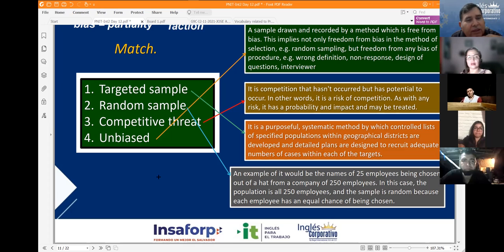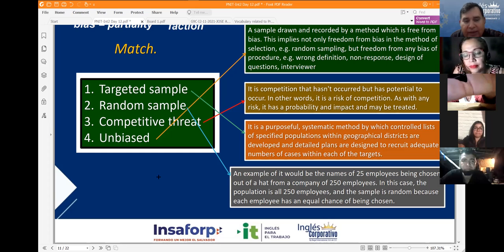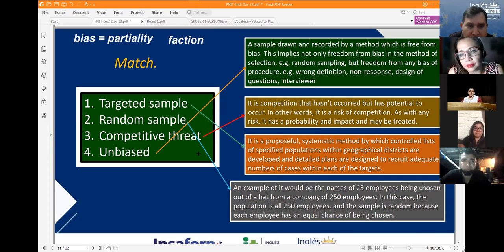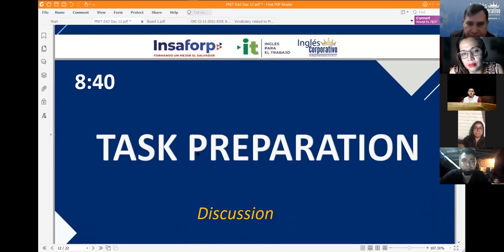Now, competitive threat, something that might happen, might not be happening right now, but is probable to happen, okay? Let's see. Unbiased means without partiality, okay? Without partiality, so that would be unbiased. Now this is some of the vocabulary for focus groups. Let's continue.